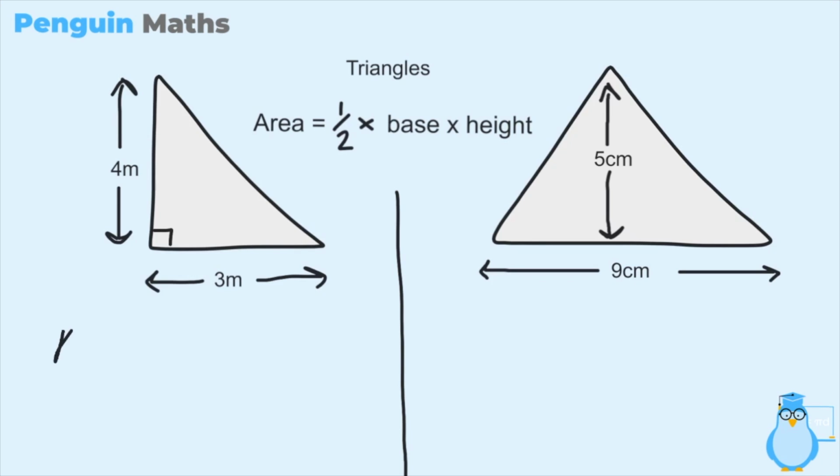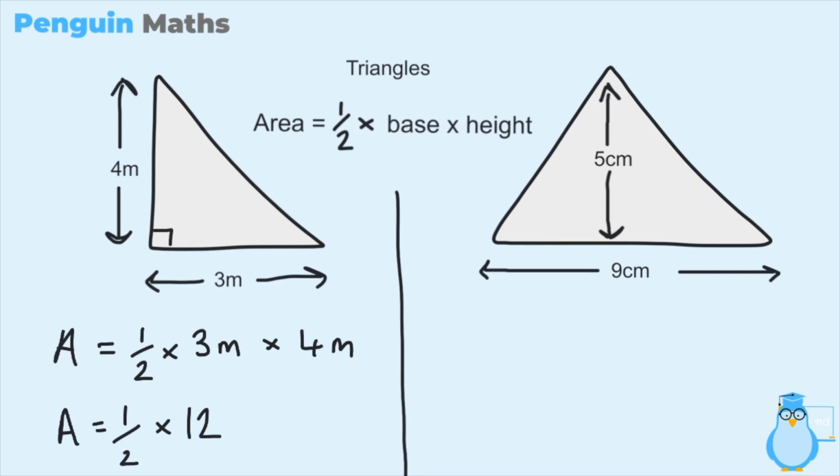Therefore we can say that the area, which we'll call A, is equal to 1/2 times 3 meters times 4 meters, and what we can say is that is equal to 1/2 times, well, we know 3 times 4 is equal to 12, and if we have a meter times a meter, it's the usual meters squared, and 1/2 multiplied by 12 is the same as 12 divided by 2, which is equal to 6 meters squared, and that's the area of triangle 1.